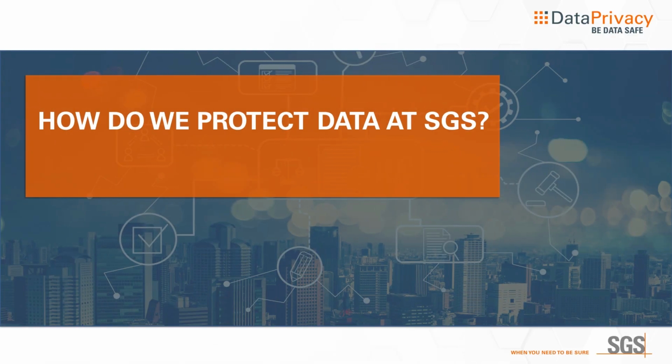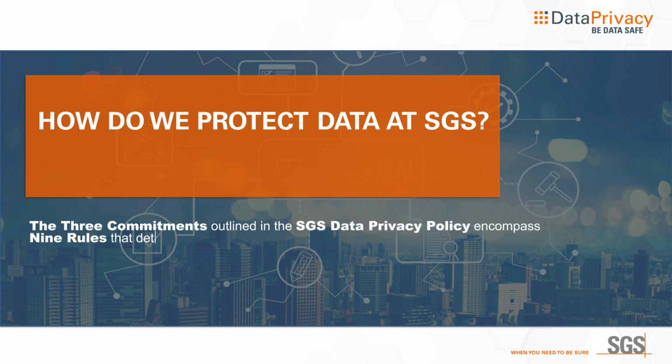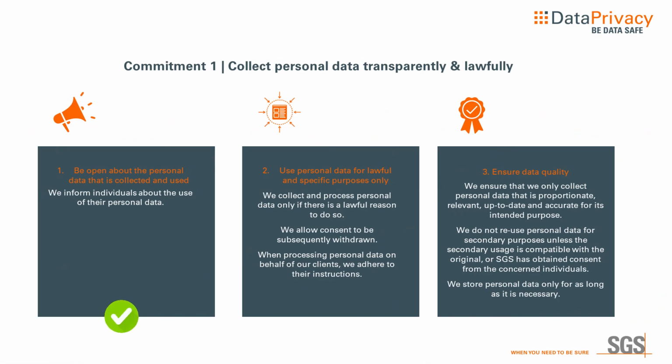Next, how do we protect data at SGS? The 3 commitments outlined in the SGS Data Privacy Policy encompass 9 rules that determine how we protect data at SGS. First, be open about the personal data that is collected and used, in which we need to inform individuals about the use of their personal data. Second, use personal data for lawful and specific purposes only. Collect and process personal data only if there is a lawful reason to do so, and always allow consent to be subsequently withdrawn.